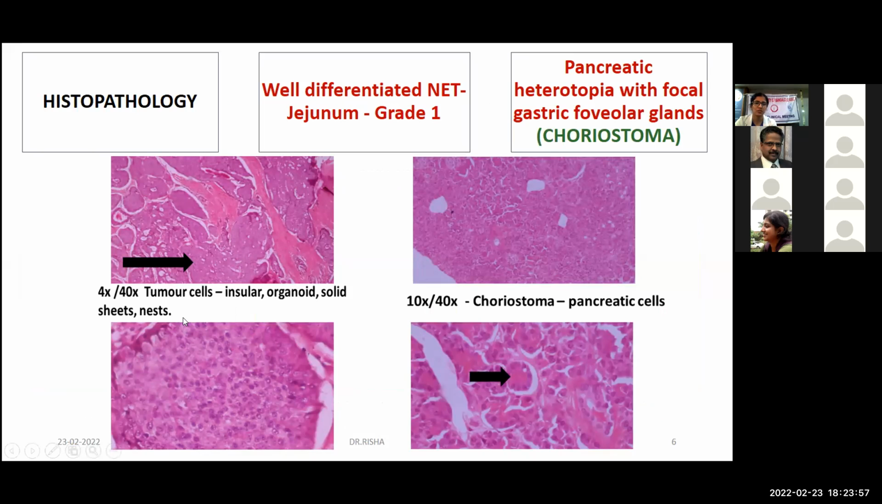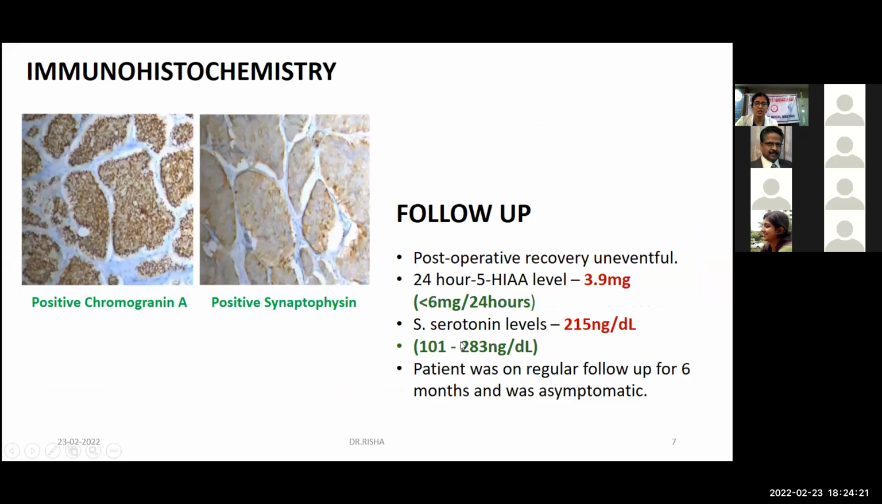The first two images show the 4x and 40x images of the specimen, showing the tumor cells arranged in insular, organoid, and solid sheets and nests. The other lesion, the proximal jejunal lesion, was reported as combined gastric and pancreatic choristoma. These are the 10x and 40x images of the pancreatic cells. Immunohistochemistry confirmed the diagnosis with positive chromogranin A and synaptophysin.